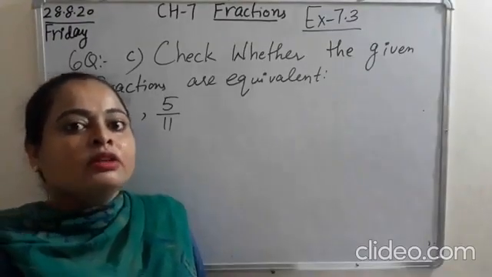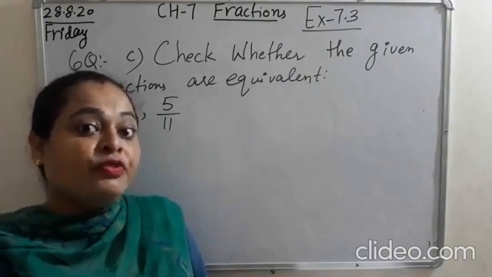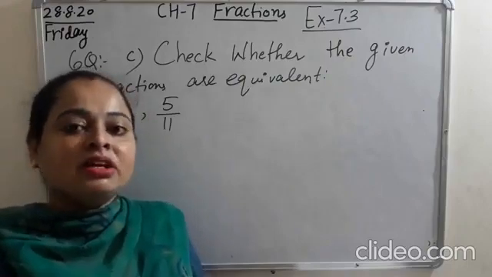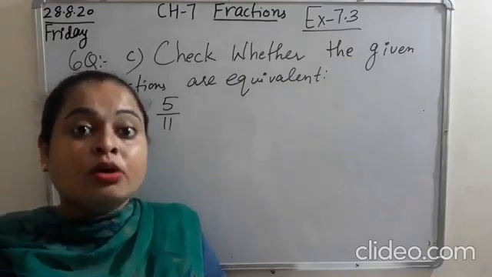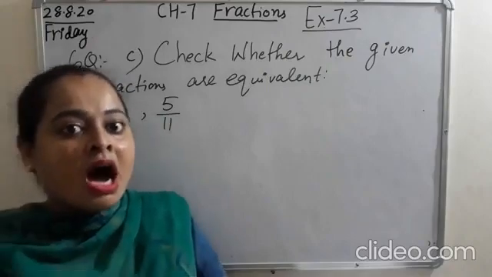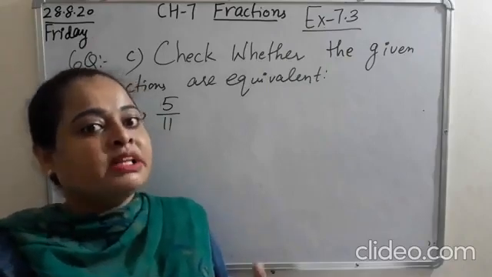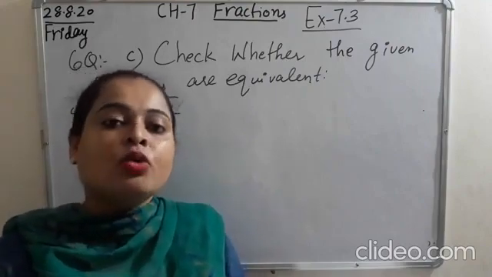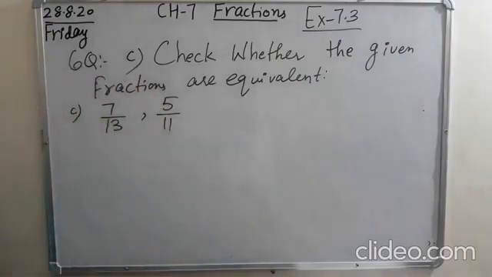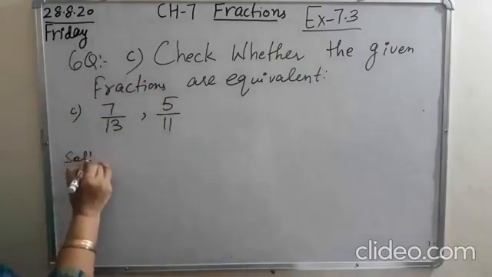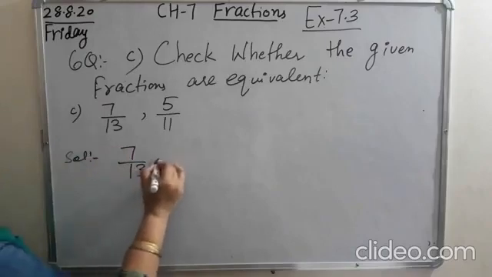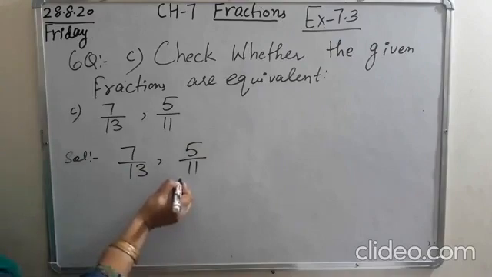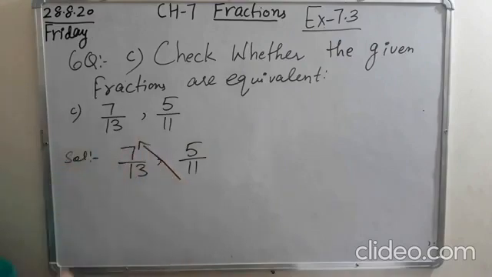Now to show that the fractions are equivalent, we have one more method. One method is the cancellation method and the second method is the cross multiplication method. I am going to explain the cross multiplication method to check whether fractions are equivalent or not. Solution: 7 by 13, 5 by 11. Cross multiplication like this. This is a cross multiplication.